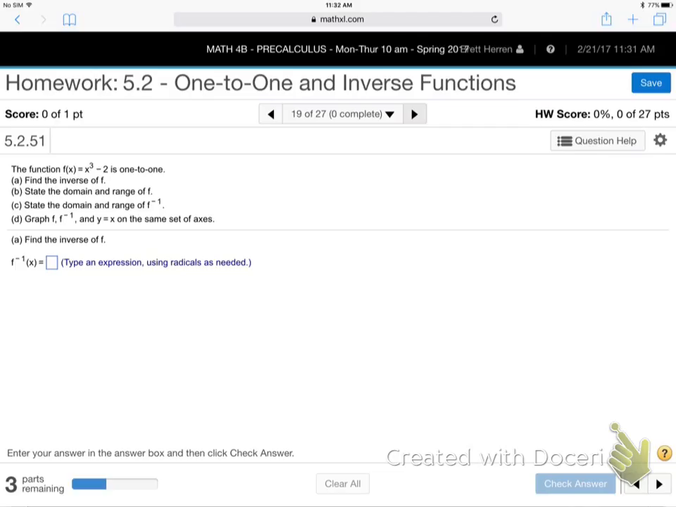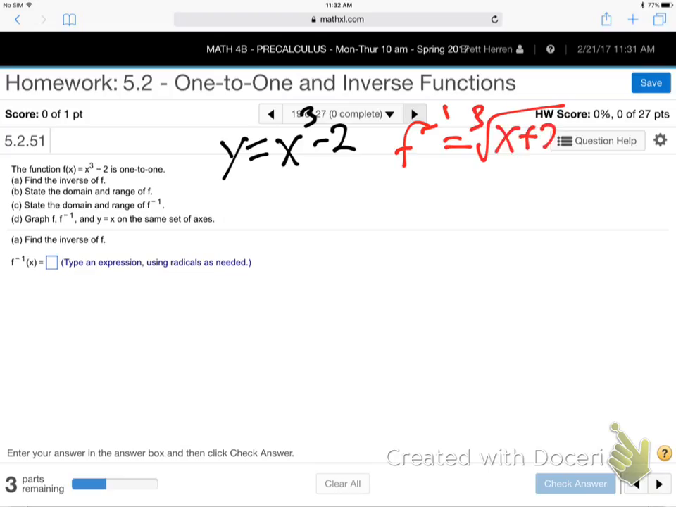All right, let's do what we can with 5.2 and 5.3. Did we just do this? Oh, yeah. We did it, but I didn't do the domain and range and graph, huh? We just found the inverse and that was it. Okay, I remember now. So the inverse is the cube root of x plus 2. That's where we were at before we were so rudely interrupted.